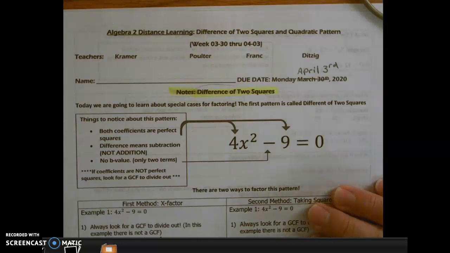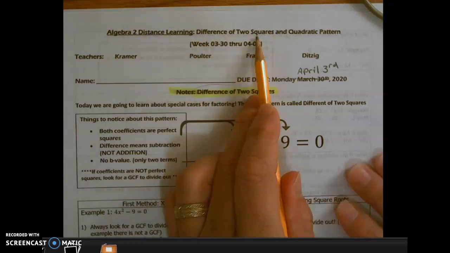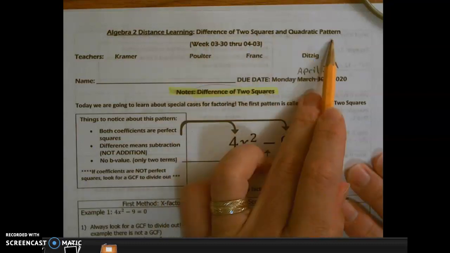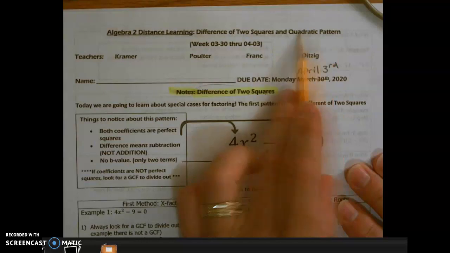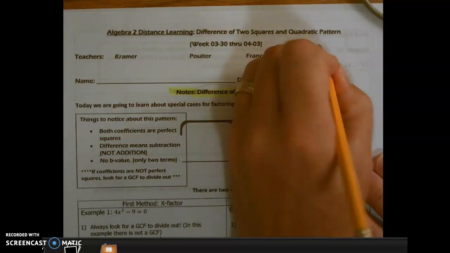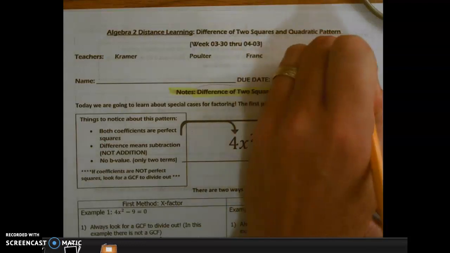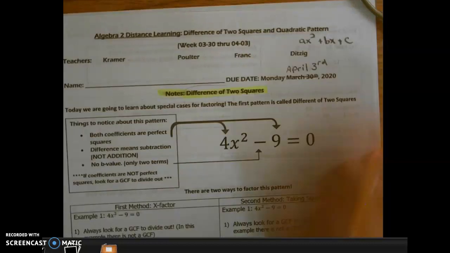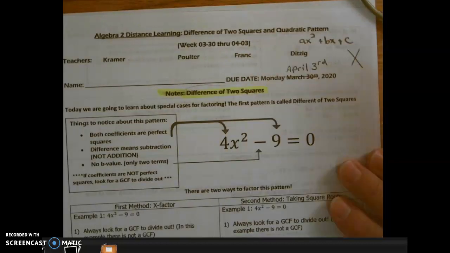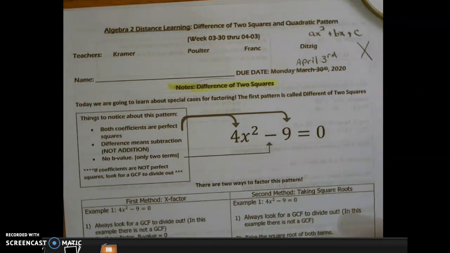All right, the lesson for this week is the difference of two squares and the quadratic pattern. So remember, when we have a quadratic pattern, we need to be in standard form. And we're going to be using the X method to factor, okay? So I'm going to go over this packet with you.